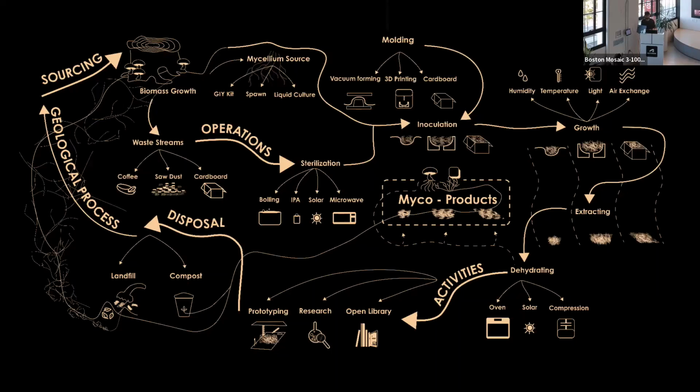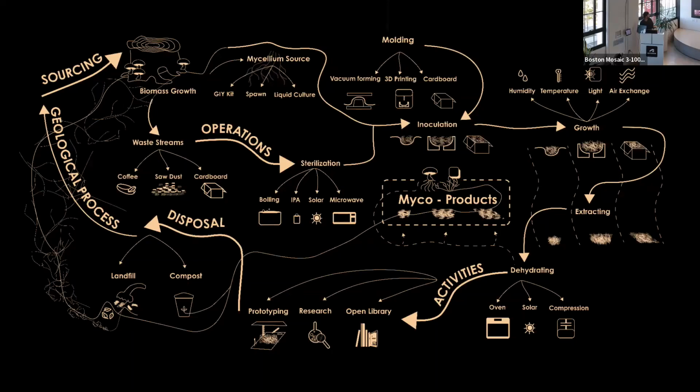Molding processes: vacuum forming, 3D printing, cardboard. Cardboard molds are temporary. 3D printing allowed us to make more custom, complex molds. And in the mold design in 3D printing, we were able to think about how to create slits and holes for airflow, because having air during the growth phases is really important for it to grow faster, which was one of the metrics that we wanted to improve on.